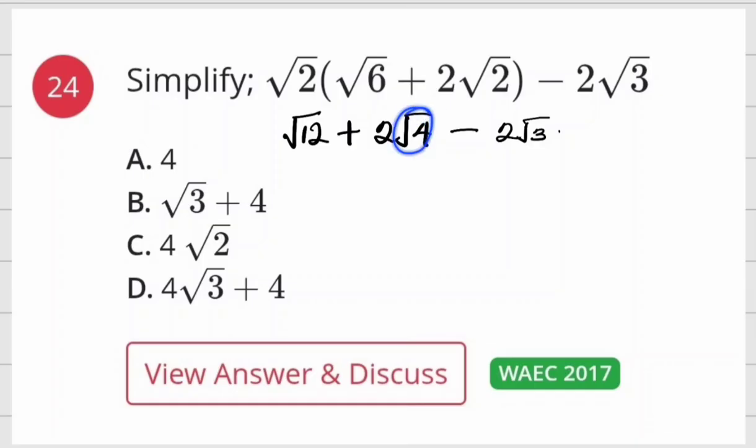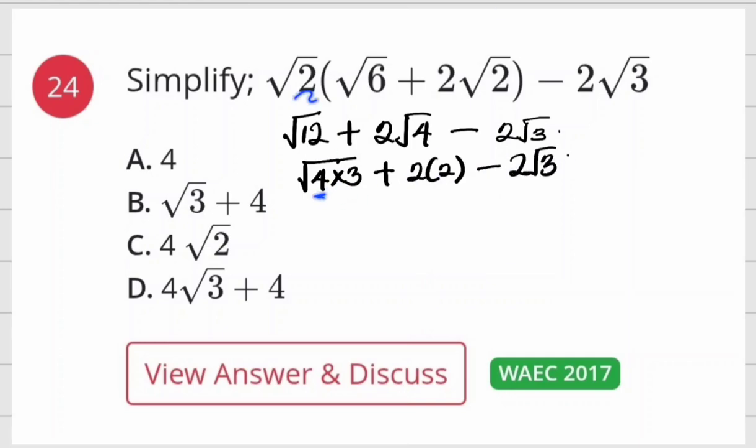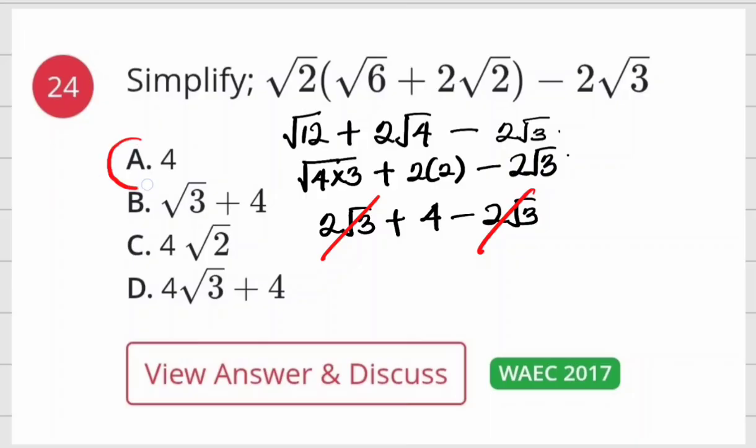From here, root 4 is 2. That will be 2 times these 2, that will give us 4. And likewise, root 12 is the same thing as 4 root 3, root 4 times root 3, then minus 2 root 3. So here will be 2 root 3 plus 4 minus 2 root 3. From here we see that plus 2 root 3, then minus 2 root 3 cancel each other. So what we are left with here is ordinary 4, which is our correct answer.